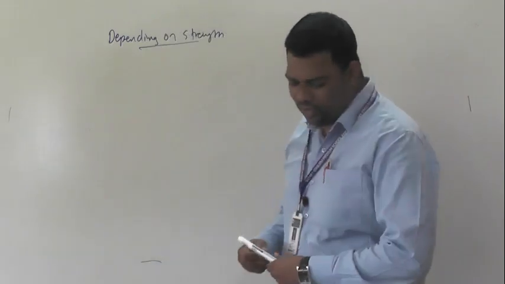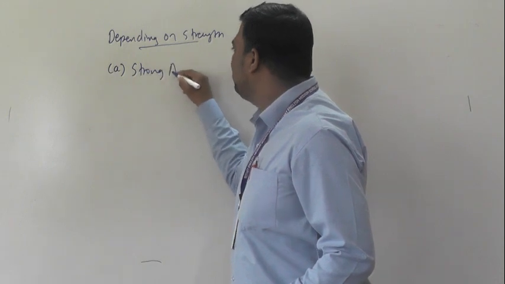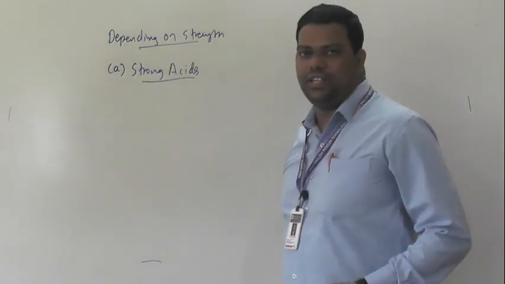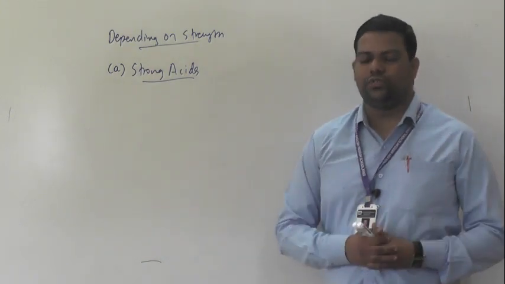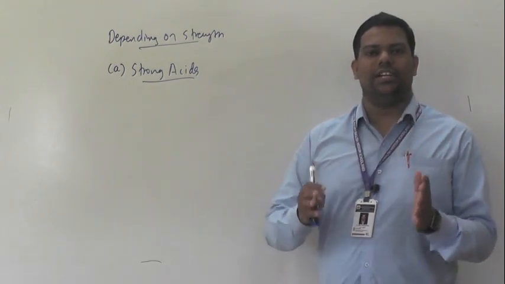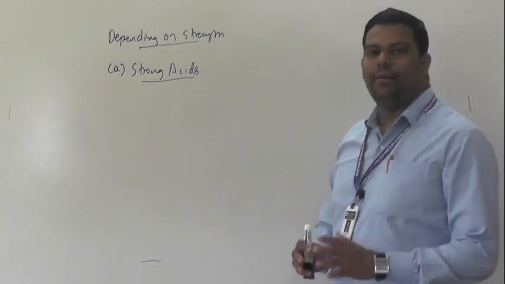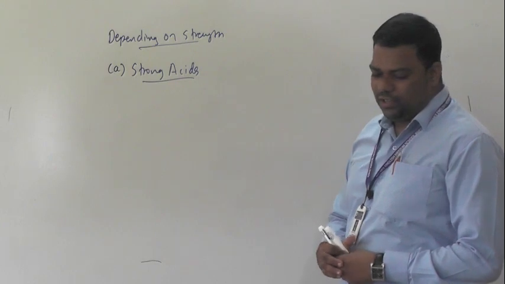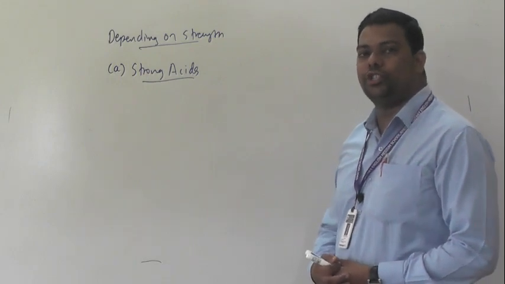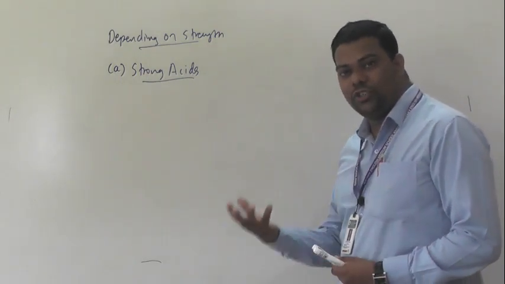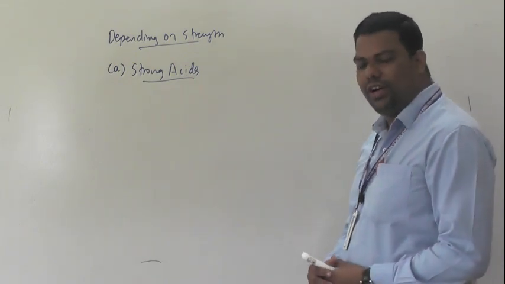First, strong acids, and the other is weak acids. We will discuss strong acids first. A strong acid is completely dissociated in its solution, or we can say completely ionized, and produces a large number of H3O plus ions, higher concentration of H3O plus ions. Understood? So this belongs to strong acids.